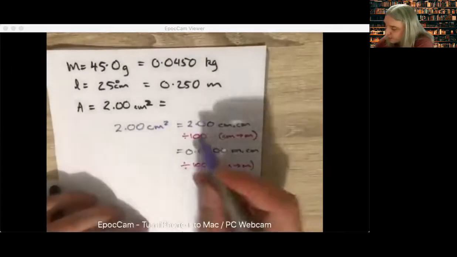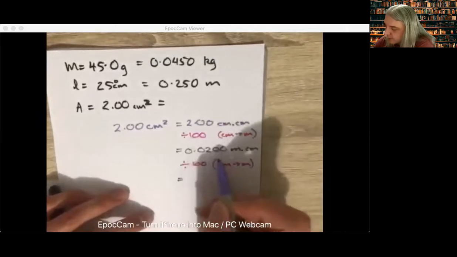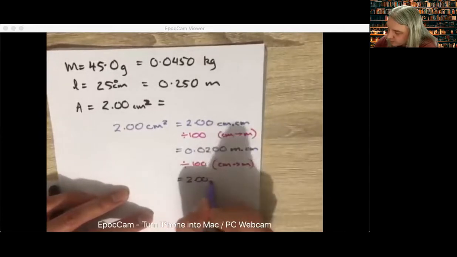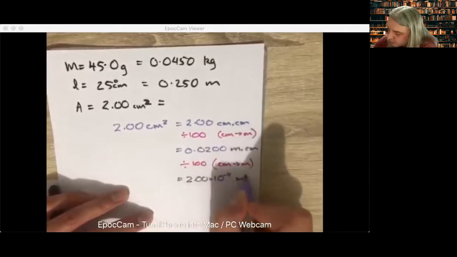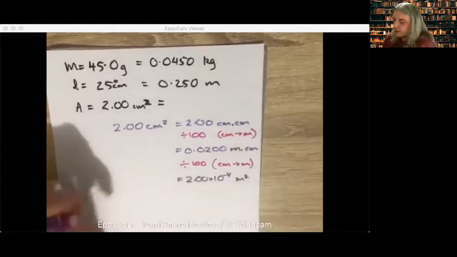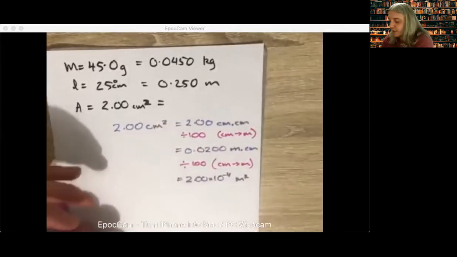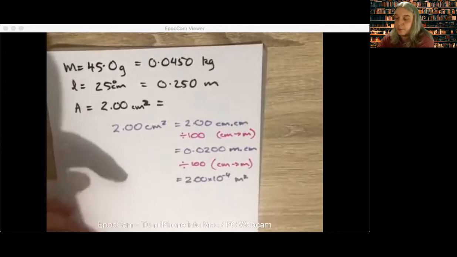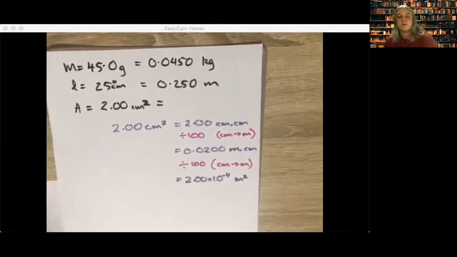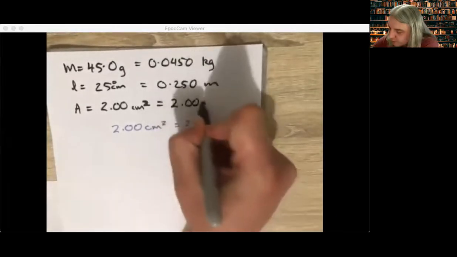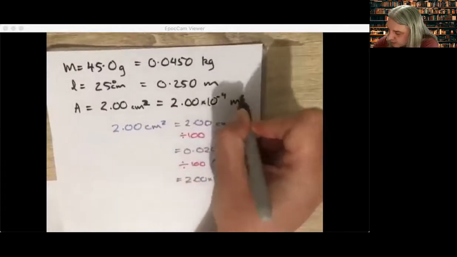We end up with, and I'm going to move to scientific notation now, 2.00 times 10 to the negative 4 meters squared. So just a reminder that you have to divide twice to change square centimeters into square meters. Similarly, if you're looking at volumes with cubic centimeters or millimeters, you need to do the conversion 3 times because you've got that unit 3 times in your value. So that little aside tells us we have 2.00 times 10 to the minus 4 meters squared.